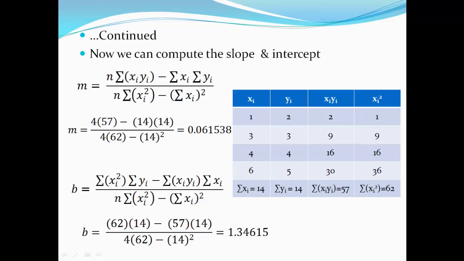You do the same thing for the y-intercept. You plug all the numbers in, and you get 1.34615. This is a bit tedious because you have to plug in all these numbers and do the table, but it's pretty simple. It's just adding and subtracting and dividing and multiplying. All right, let's move on.